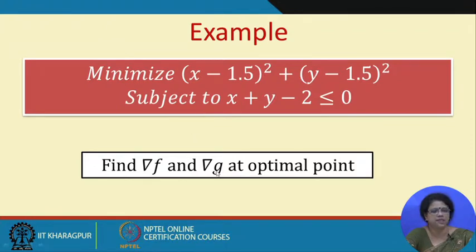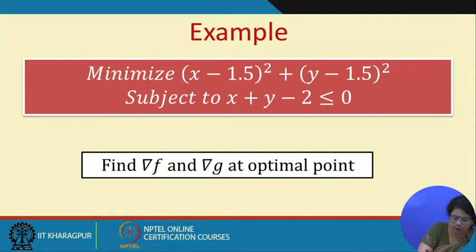Now, with this idea, let us go through a series of examples one by one. I will solve a few for you and a few I will give you for your assignment. Now, one nonlinear programming problem has been given: minimization of (x minus 0.5) square plus (y minus 1.5) square, subject to x plus y minus 2 less than or equal to 0. We have to find the grad f direction and grad g direction at the optimal point, okay. Now, let us start working on it.